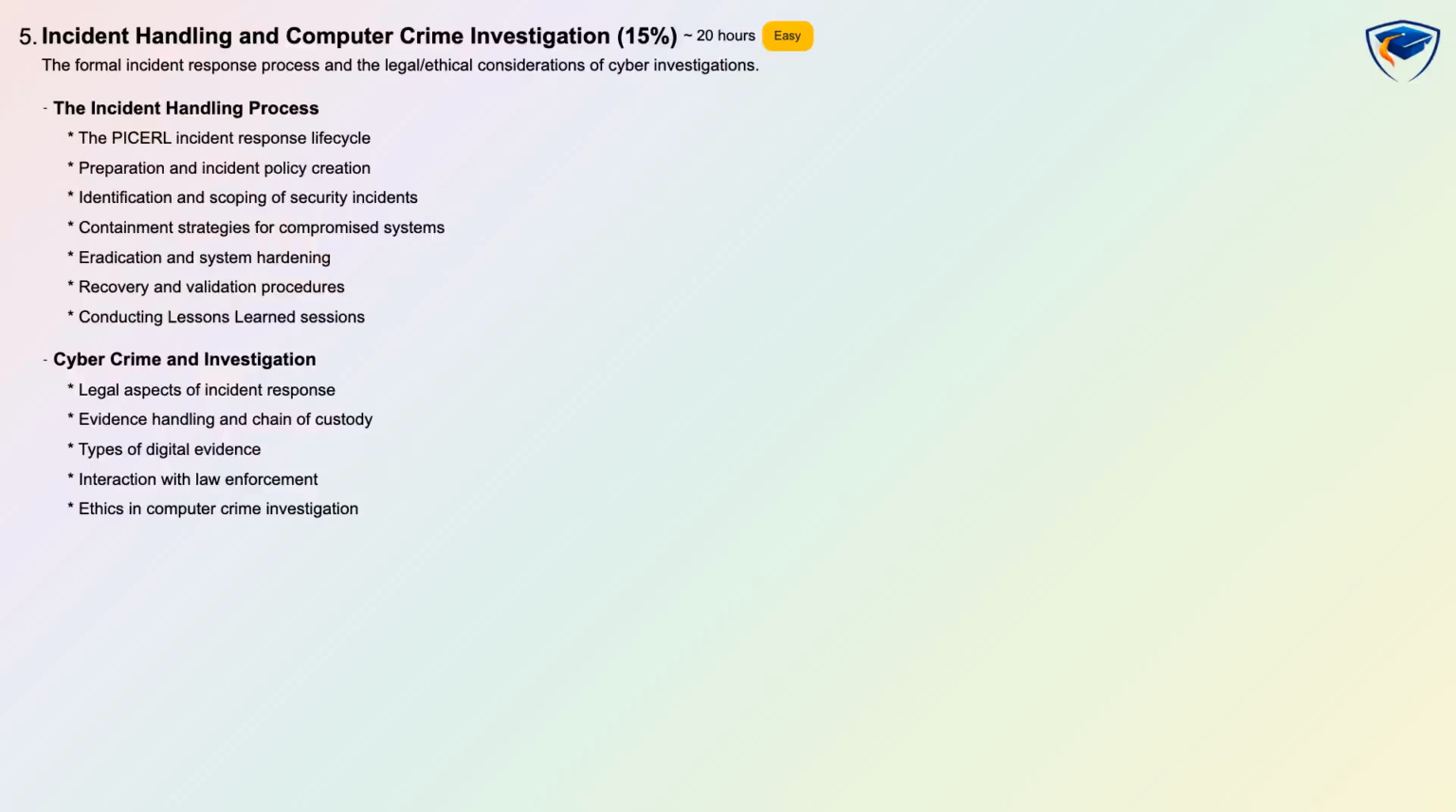in computer crime investigation. Malware analysis and memory forensics is 15%, difficulty hard, and recommends about 30 hours of hands-on and conceptual study. This area teaches techniques for analyzing malicious code and extracting forensic artifacts from system memory.